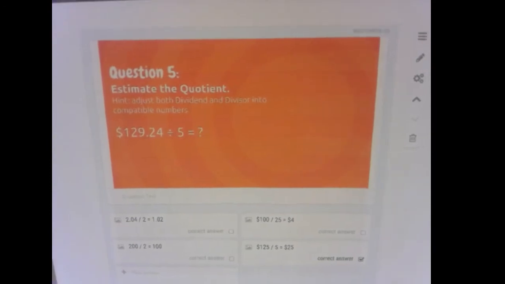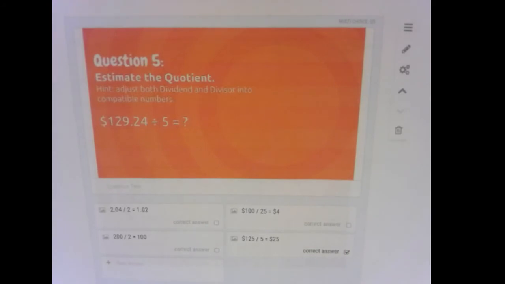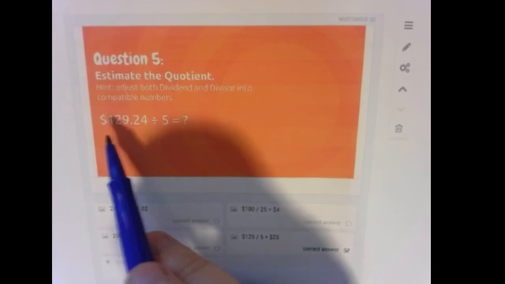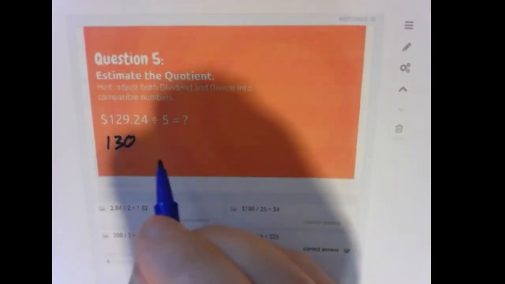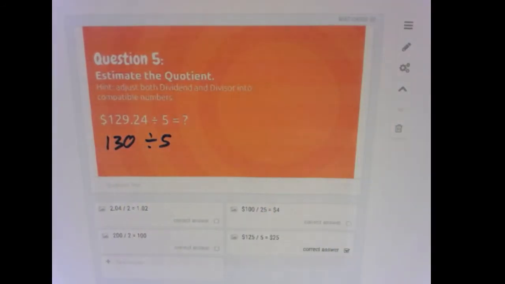And here we go. Estimate the quotient. So $129.24, we could turn that into 130. So a good estimate might be 130 divided 5 ways. Now this can happen on the test where the perfect answer doesn't exist, but we have to find which answer choice makes the most sense. So this is a little bit of test-taking strategy.